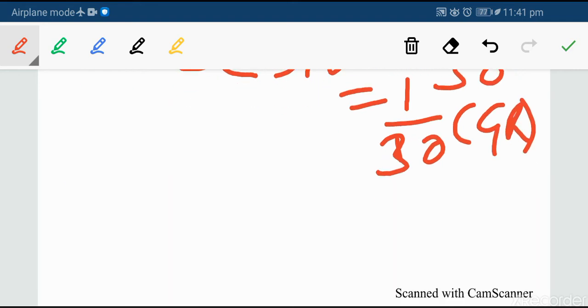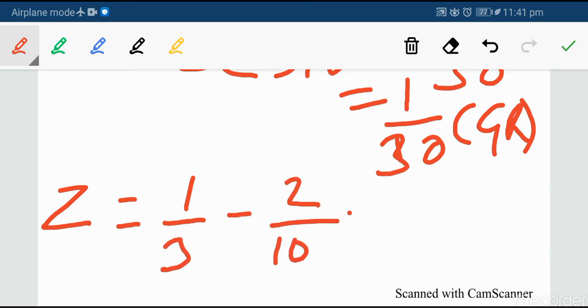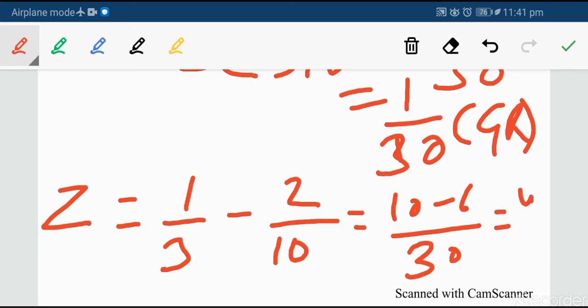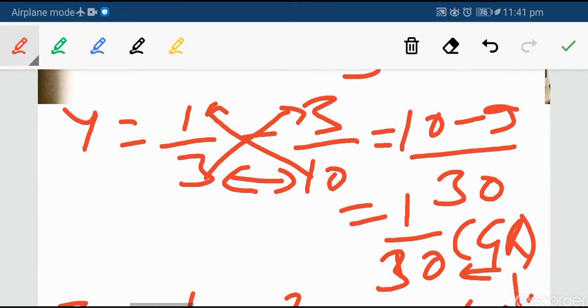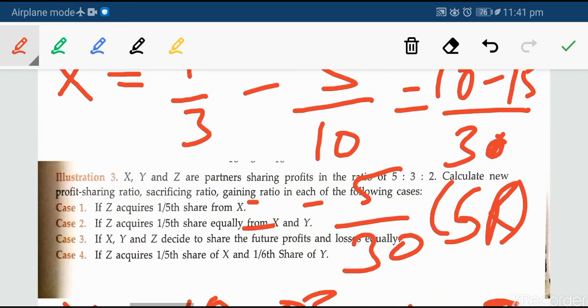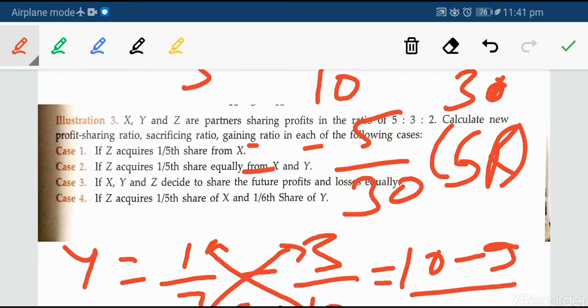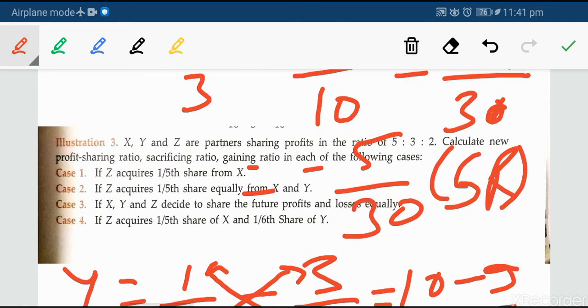The next is for Z. For Z it is 1 by 3, that is equal for all partners, minus 2 by 10. If you go for this, you will get 30, 10 minus 6, that comes to 4 by 30. So it is also your gaining ratio. So this is a gaining ratio, and this is also a gaining ratio. If you calculate 1 by 30 plus 4 by 30, that comes to 5 by 30, which matches the sacrifice of minus 5 by 30. So we can easily say that this is the profit sharing ratio. So you have found out the gaining ratio and the sacrificing ratio.